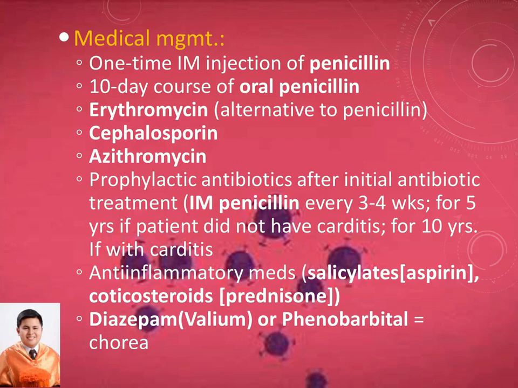Prophylactic antibiotics may also be given after the initial antibiotic treatment. Why do we give them antibiotics over other medications? This is basically to treat and manage the presence of the bacteria causing the rheumatic fever, which is the group A beta hemolytic streptococcus. Aside from antibiotics, anti-inflammatory medications such as salicylates and corticosteroids may be given to address the ongoing inflammation. And lastly, anxiolytics are given, such as diazepam, as a symptomatic management for chorea.